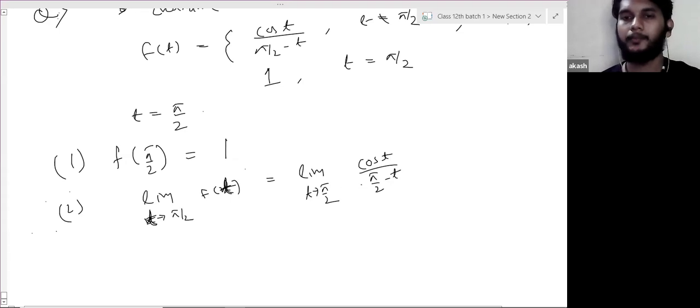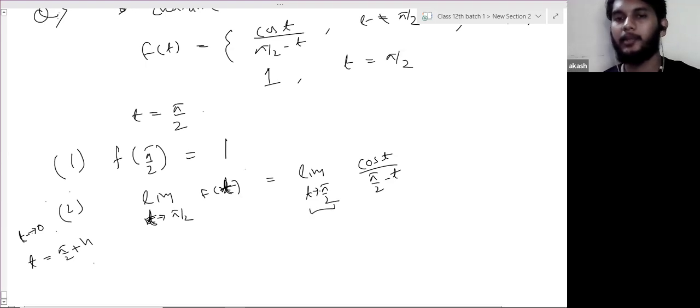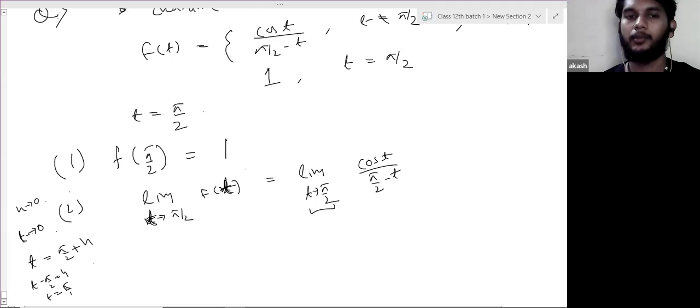So what we can do here is put t equals pi by 2 plus h. How did I know this? Because in the general form, the way to do it is to have something tending to 0. If t minus pi by 2 has to tend to 0, then replacing the value, we get h tending to 0. So t minus pi by 2 is equal to h, and t will be equal to pi by 2 plus h. Is this clear or not?